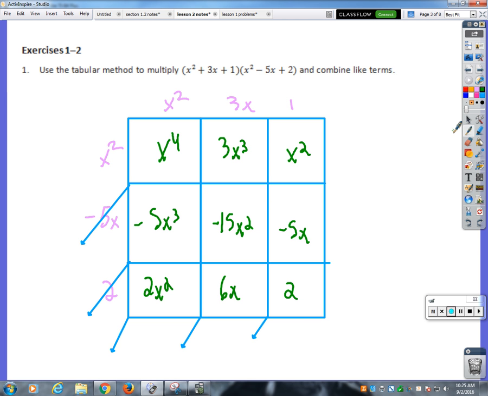So this one only has the x to the fourth. These two combine to make negative 2x cubed. These three altogether make negative 12x squared. These give me x, and this is just plain old 2. And so there's my answer right there. Okay, so what you guys got? Okay, so that's an easy way that you can look at it to combine like terms.